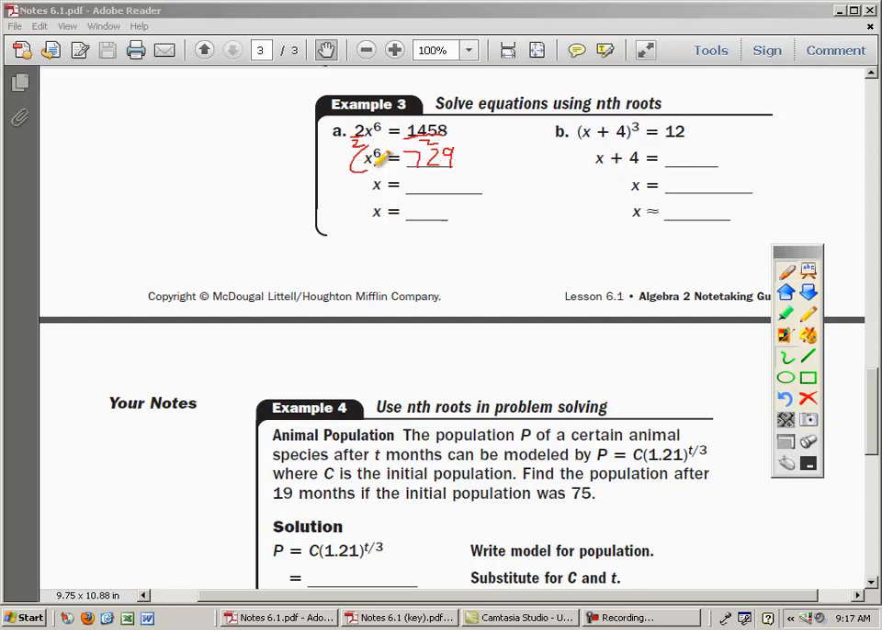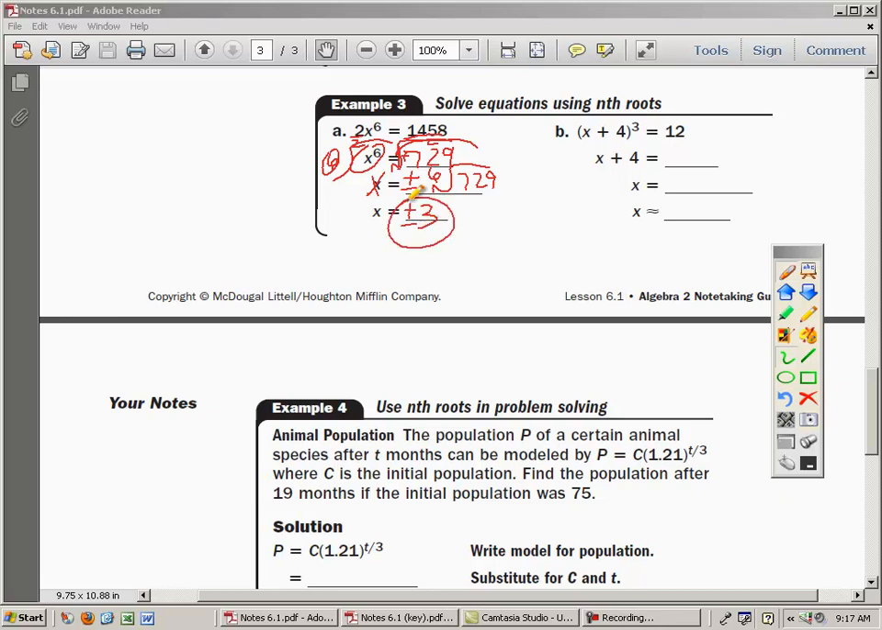Now, because I'm trying to get x alone, I have to take the 6th root of that, and the 6th root of x to the 6th becomes, I'm sorry, just x. And now, remember, anytime we take the even root of a positive number, we have two solutions, plus or minus. All right, and this becomes plus or minus the 6th root of 729, and the 6th root of 729 is 3, so my two answers are plus or minus 3.